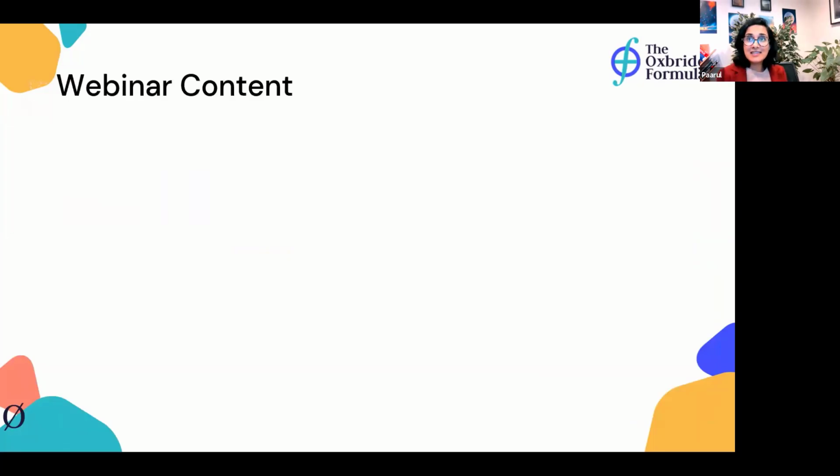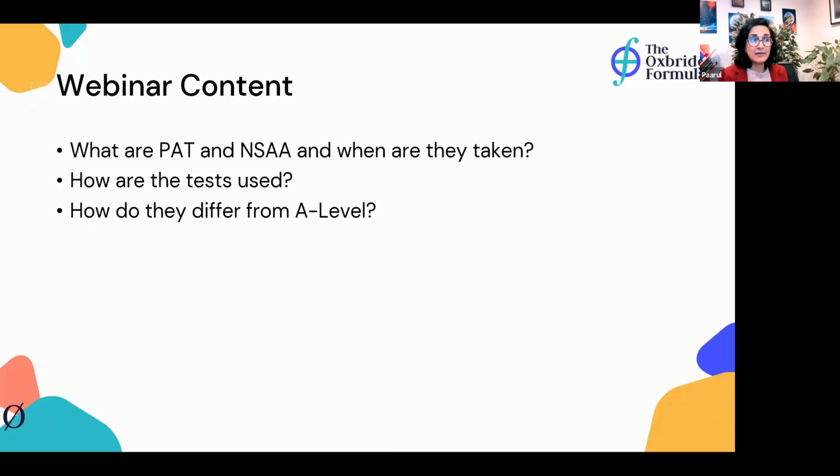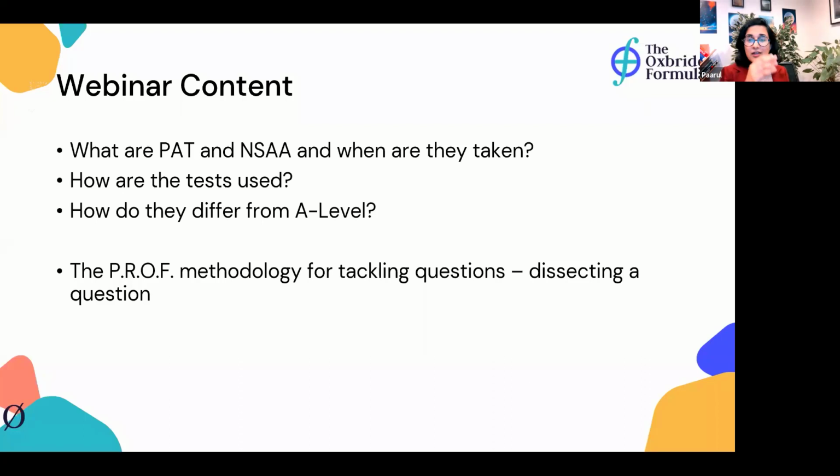So NSAA and PAT. Here is what we're going to be talking about today. So firstly, what are the PAT and NSAA? When are they taken? So all the facts. How are the tests used by Oxbridge? How do they differ from A-level? And how do the questions specifically differ from A-level? That's the what, what is the PAT and NSAA. And then we're going to be talking in the second half of the webinar about preparation. So we're going to be discussing our proven methodology for tackling PAT and NSAA questions.